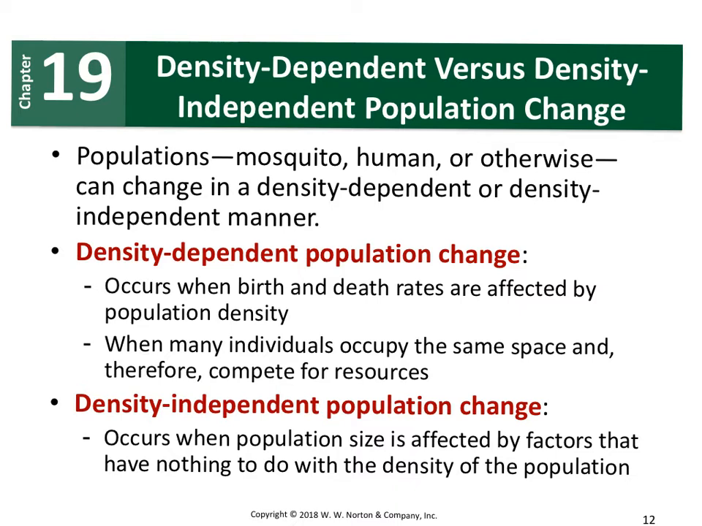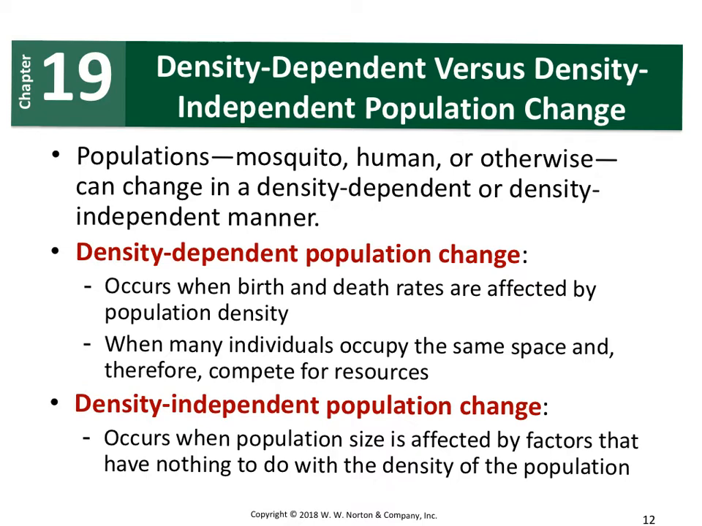And this is resources. So the more the density, if resources are limiting in space or in food, they're going to get closer to that point, carrying capacity. When many individuals occupy the same space, they compete for resources, and the population slows down. That is dependent on the actual size of the population.